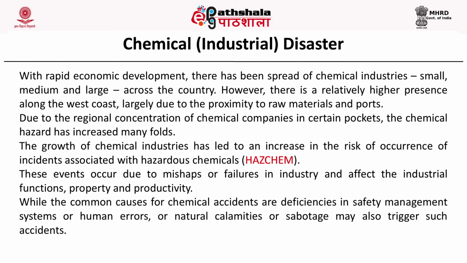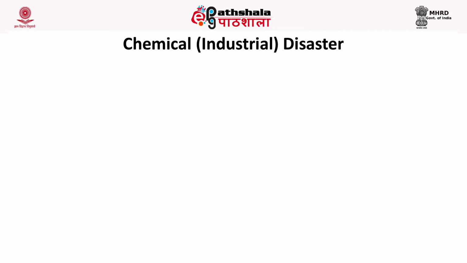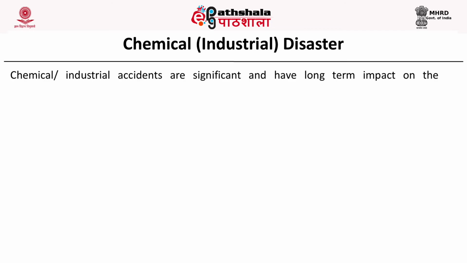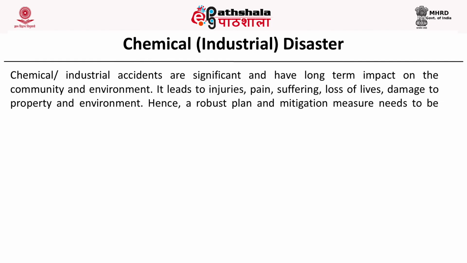While the common causes for these accidents are deficiency in safety management systems or human errors, natural calamities or sabotage may also trigger such accidents. They are significant in having a long-term impact on the community and environment, leading to injuries, pain, suffering, loss of lives, and damage to property and environment. Hence, a robust plan and mitigation measures need to be adopted to overcome this hazard.